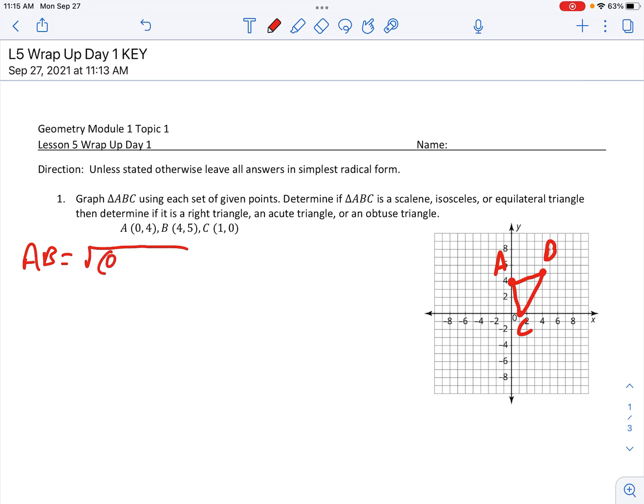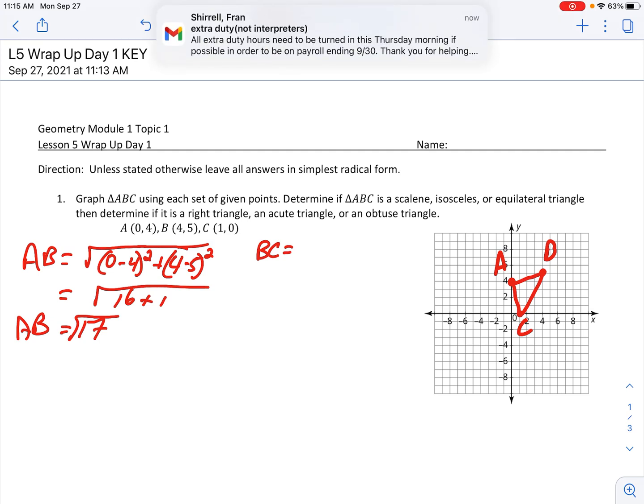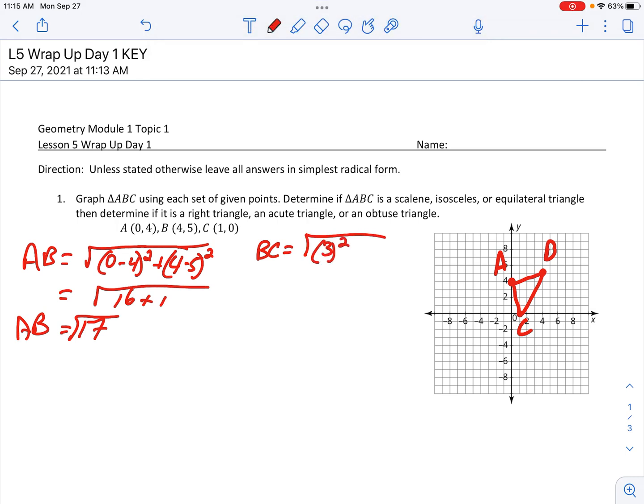All right, AB: (x minus x) squared and (y minus y) squared. Okay, that gives me 16 plus 1, so we get the square root of 17 is AB. Go through and do the same thing for BC. I'm going to shorten this: change in the x's and change in the y's. 25 plus 9 is the square root of 34. That does not go down any further.